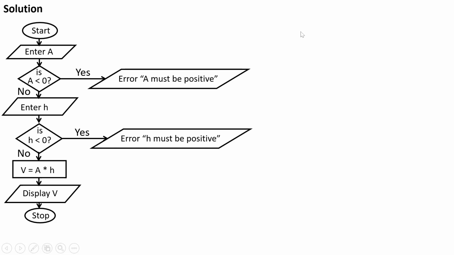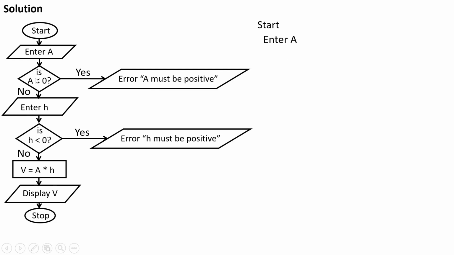So start will be just start as it is in pseudocode. This is the flowchart, this is the pseudocode. Then enter, you write it as it is, inside here. So you say enter A. Then here they will check A. When A is entered here, it is checked: is A less than 0? If yes, it goes like that.